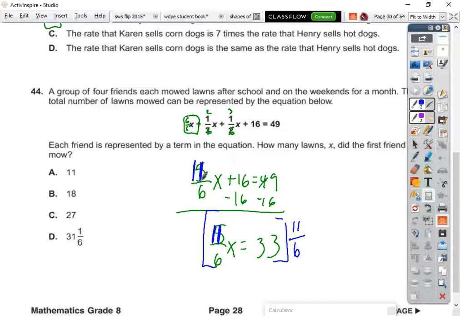So I'm going to multiply everything by the reciprocal, 6 over 11. And so that's just going to get me x. 11 goes into 33 3 times. 3 times 6 is 18.